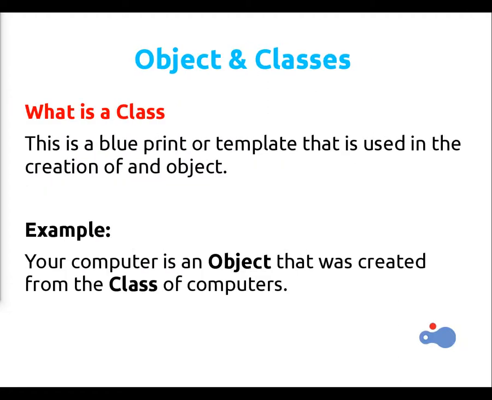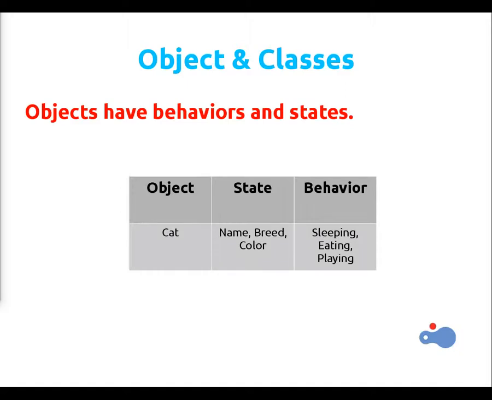So an instance variable would be like the state. It would be the state of the object. So it would be the name or breed or color.